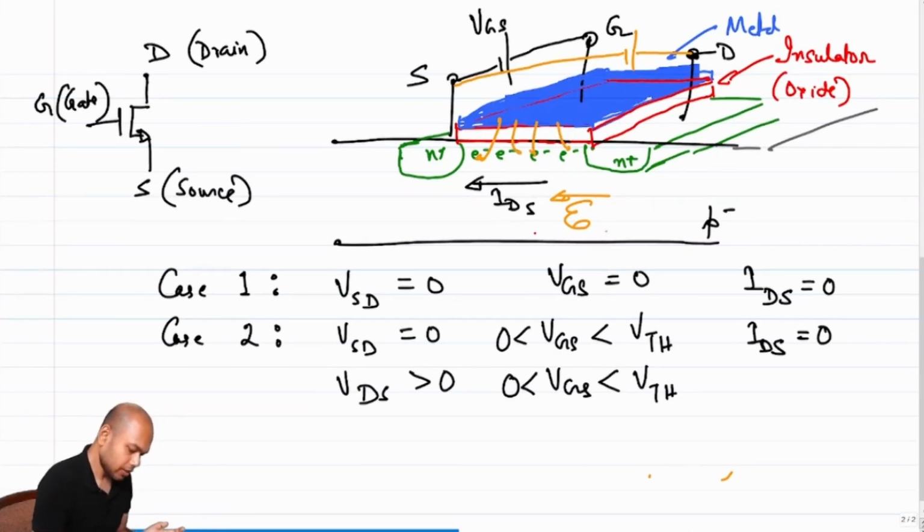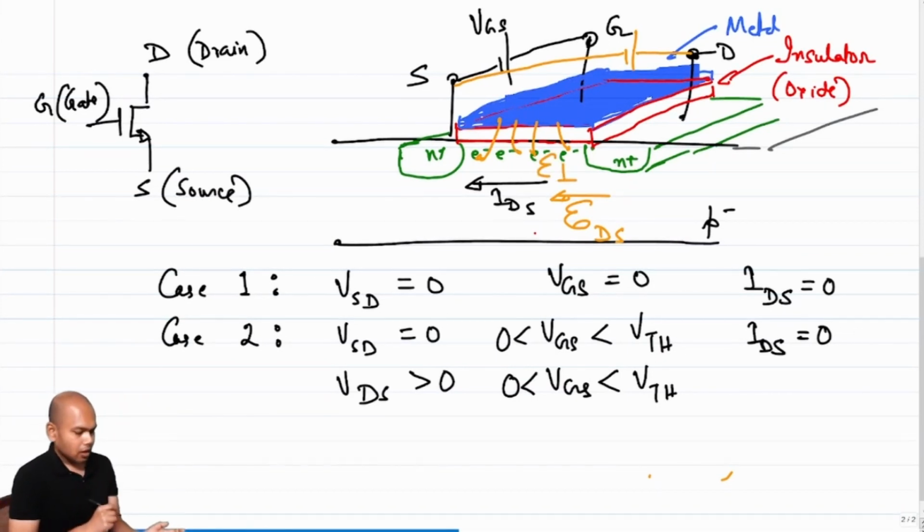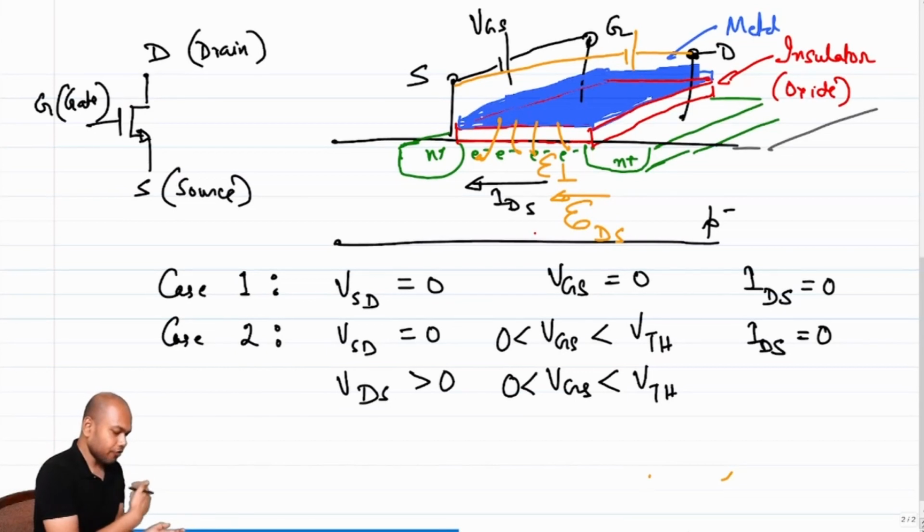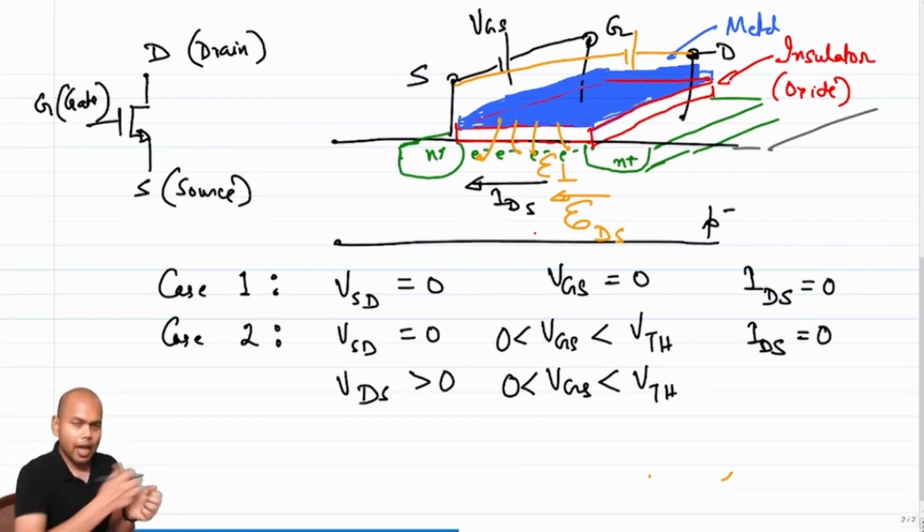So this is ds going from drain to source, and this is E perpendicular, right? So let's call this E perpendicular. The electric field that is going from drain to source would like to pull the electron towards the drain, which means there is a propensity of the current to flow from drain to source.